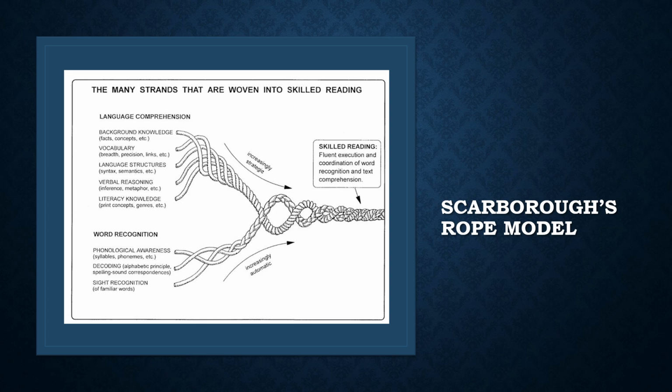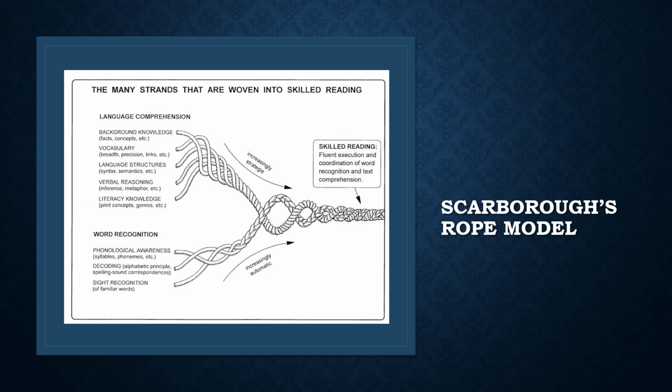Hollis Scarborough's reading rope expanded on the two skills mentioned in the simple view of reading. And it clarifies how complex reading actually is. The rope, as you can see in this graph, includes two separate strands, the word recognition strand and the language comprehension strand. The word recognition strand depends on three independent yet linked skills of phonological awareness, decoding, and sight recognition.